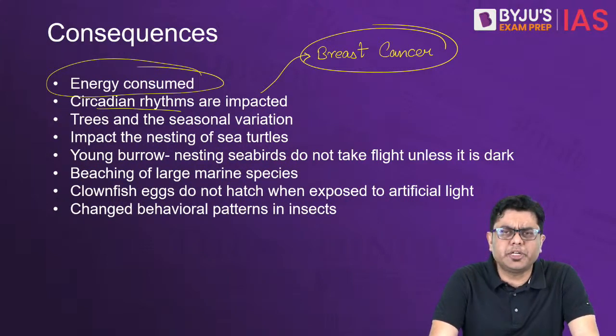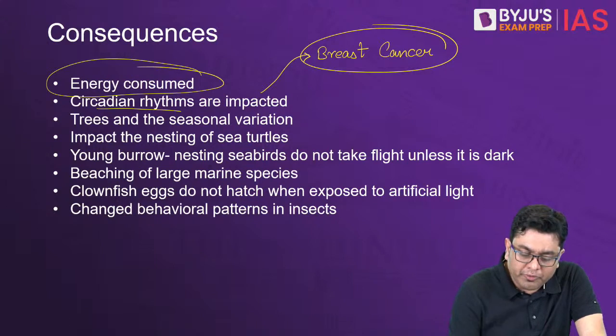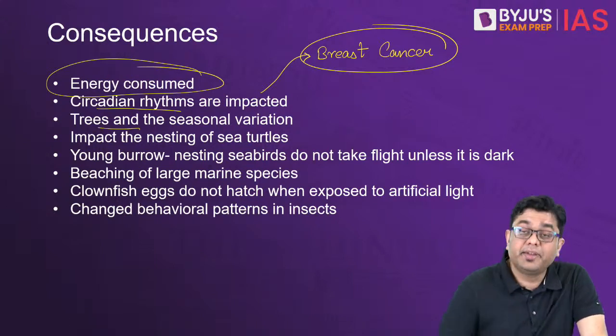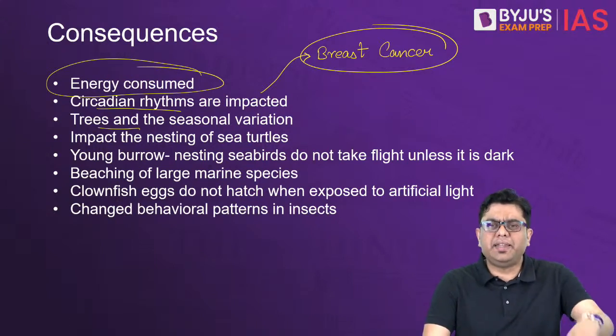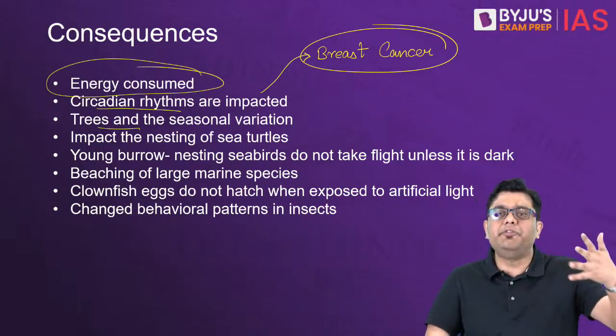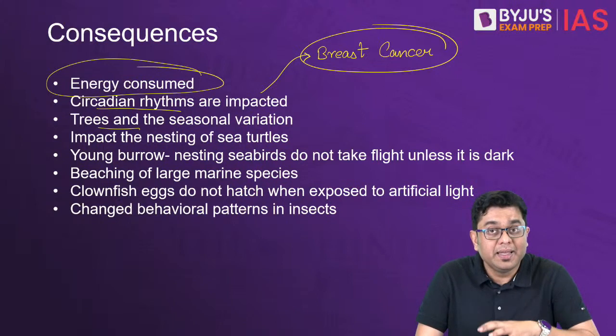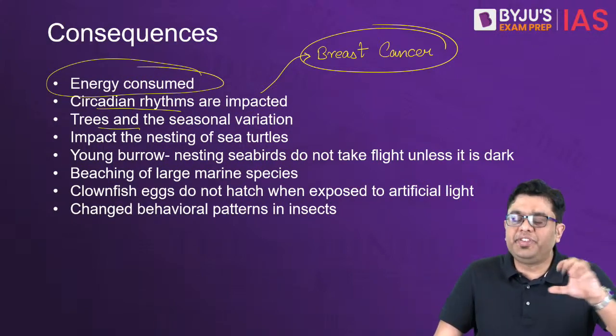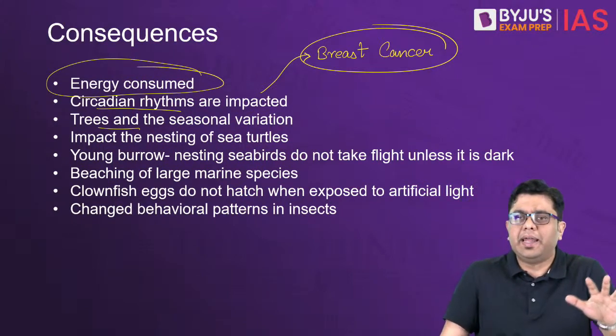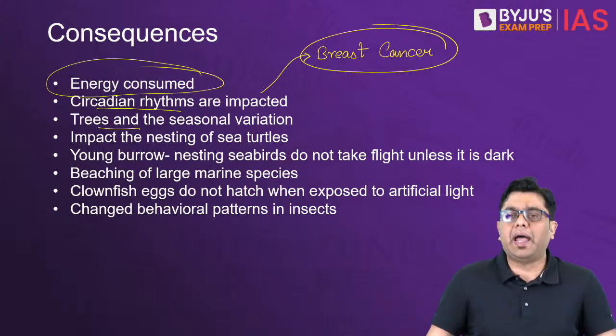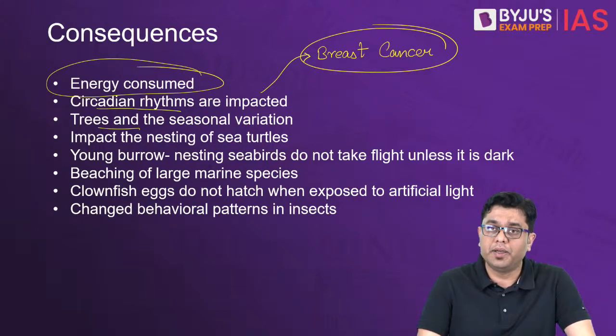But it is not restricted to human beings only. We also find that trees, because of the artificial light, are unable to detect the seasonal variation, so as to adapt their bodily functions accordingly. They are unable to adapt to the seasonal variations because the artificial light overall compensates for the lack of solar insolation. So again, this impacts the growth of the trees.